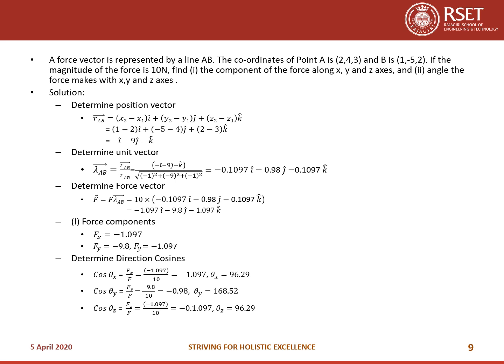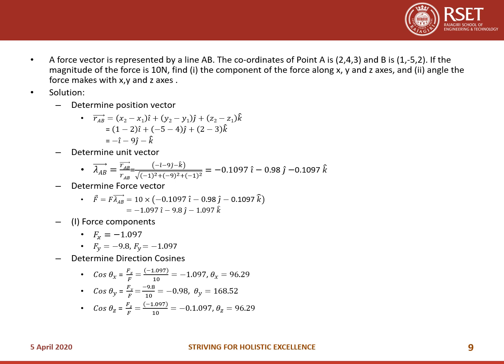Let us do one problem. Another problem. A force vector is represented by a line AB. The coordinates of the point A is 2, 4, 3 and B is 1, minus 5, 2. If the magnitude of the force is 10 newtons, find the component of the force along the x, y and z axis and the angle the force makes with the x, y and z axis.